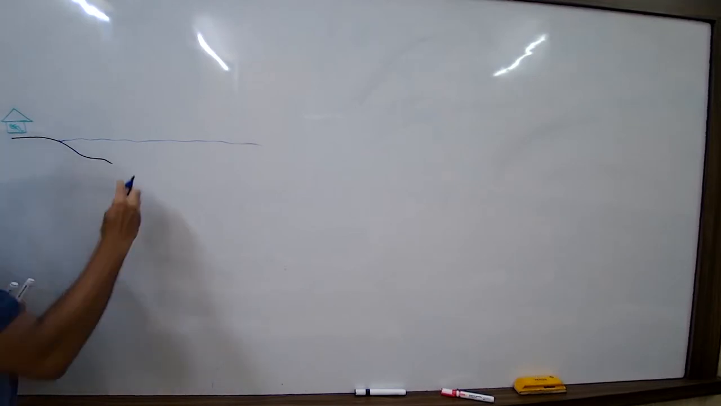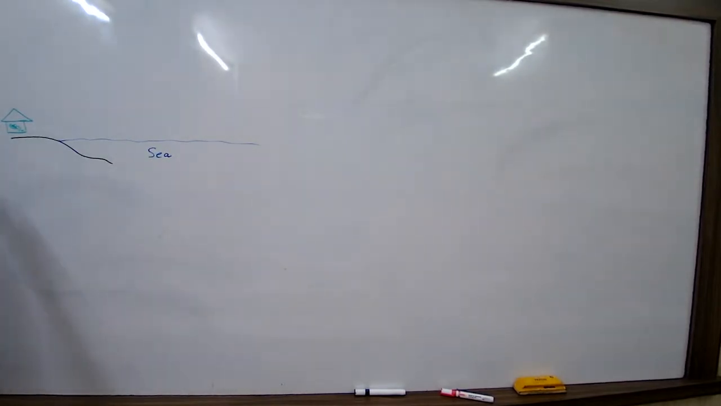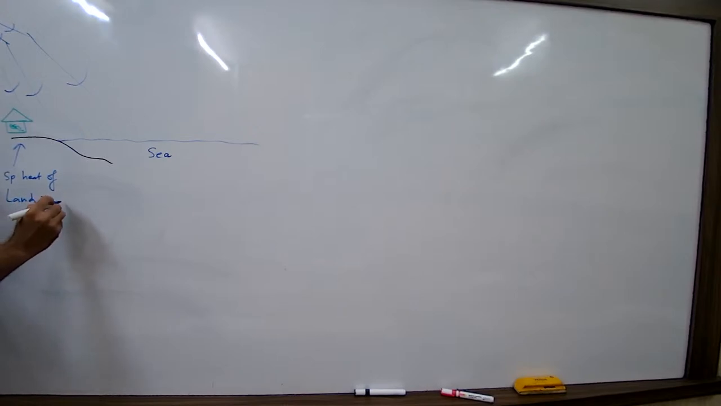Lucky guy, huh? He has such a prime property. So the sun is gracing us everywhere, land and sea. Now the specific heat of land is much less as compared to water. It has to be, because water has the highest. This is sea water, so it is next to water, right?